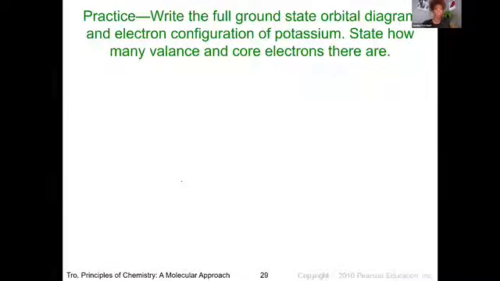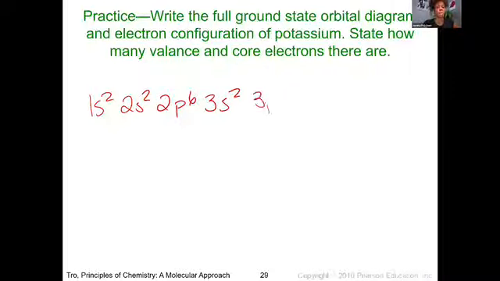Okay, here it says write the full orbital diagram and electron configuration for potassium. Well, it should look just like calcium, but minus 1 electron. So we would say 1s2, 2s2, 2p6, 3s2, 3p6, 4s1. Again, orbital diagram, 1s, 1 orbital, electrons up and down.